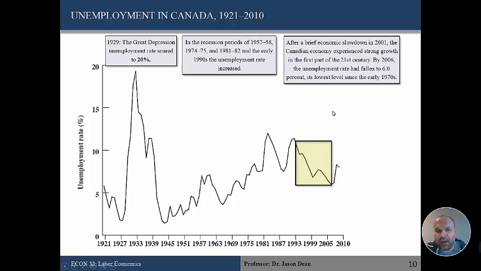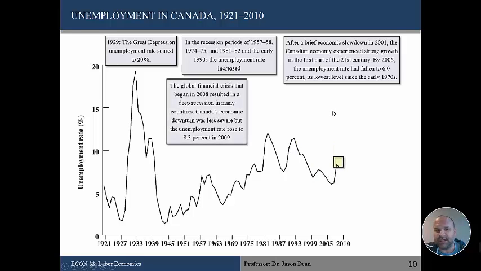And then what happened is the financial crisis, the global financial crisis that started in the US. This had the potential of being just as bad as the Great Depression, but the government responds to a downturn much differently than it did in the Great Depression. And luckily, our unemployment rate only went up to 8.3%.